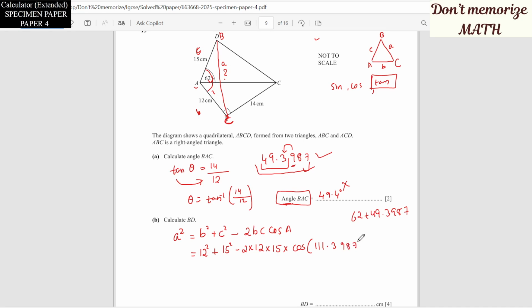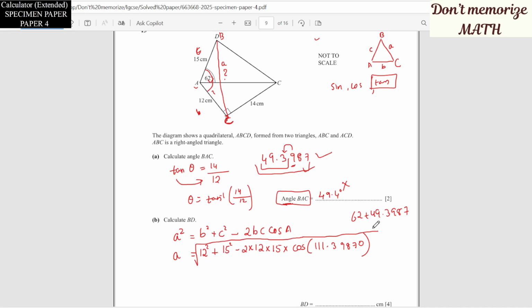3987, at least 4 or 5 digits. Okay, just copy the 5 digits. Okay, so what we need to find? We need to find A. So square we will move to right side, so it will become square root of the same. Okay, square root of the same. So take your calculator, press square root. Everything is inside the square root.